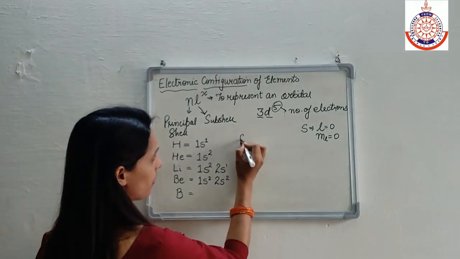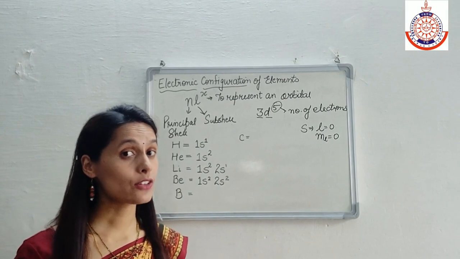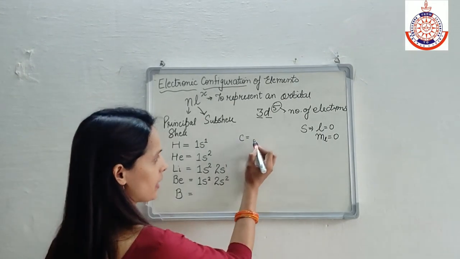Now next is carbon. In carbon the number of electrons is 6.